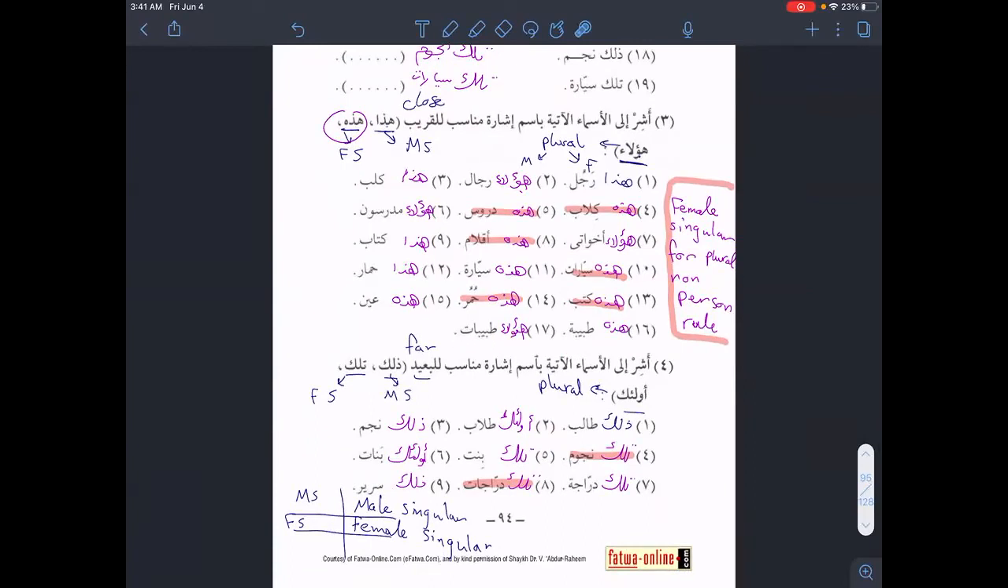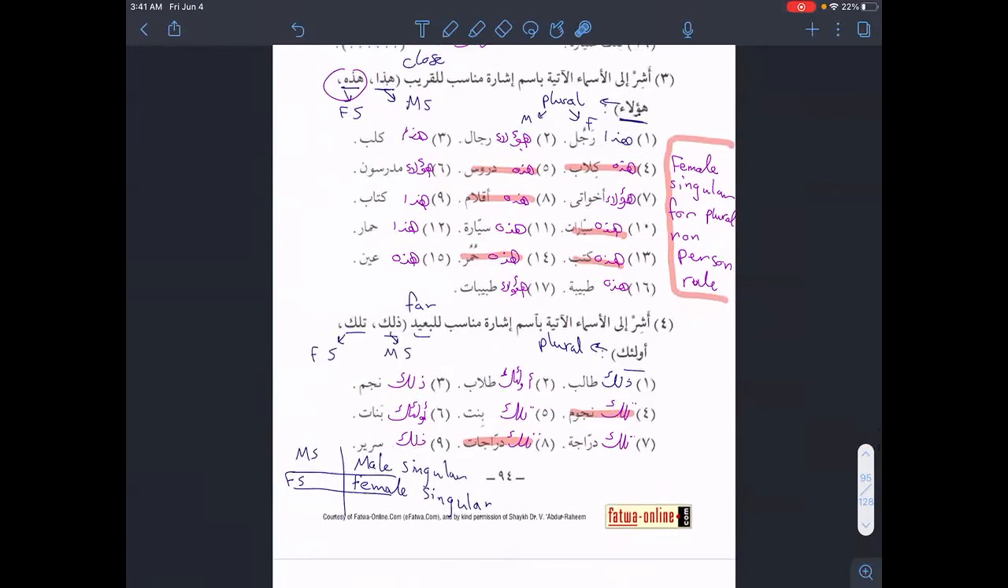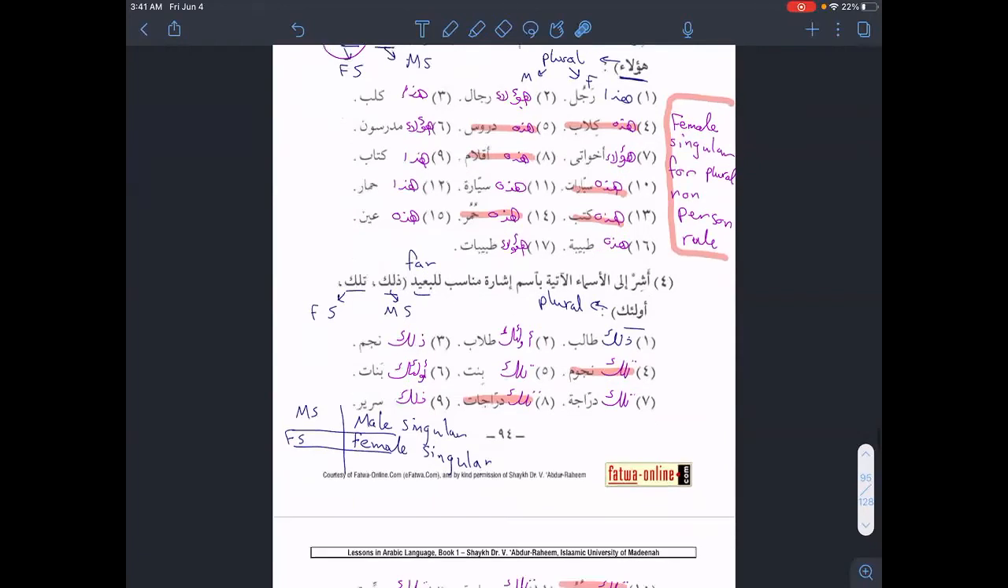هؤلاء طبيبات. And notice where I have used the female singular for plural non-person rule. I've used it in these places. So in these places, even though they are plural, I did not use هؤلاء because they are non-person. So I should have used, and I did basically, the female singular, which is هذه.